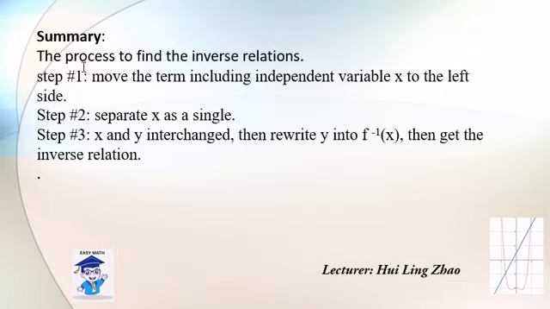And summary. This class explains the process to find the inverse relations, including 3 steps. Step number 1, move the terms including the independent variable x to the left side. Step number 2, separate x as a single term. Step number 3, x and y interchange, then write y as f negative 1 of x, then we get the inverse relation.